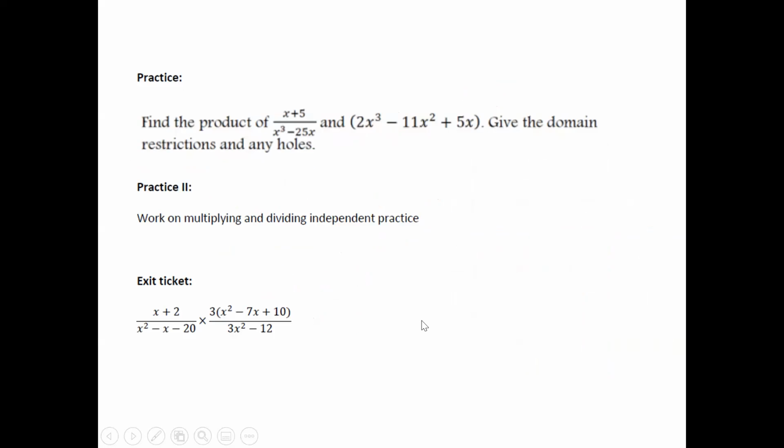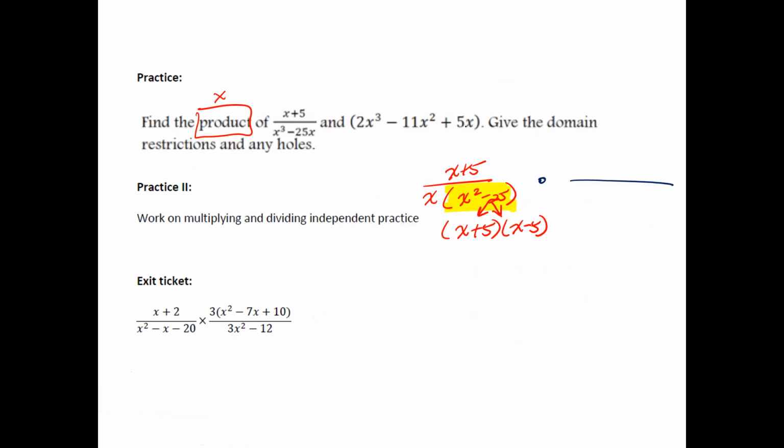Here we go. Find the product of that and that given the domain and restrictions. So the keyword is product, which means multiply. So your first fraction, you have x plus 5 over this one. You can take out an x, which will give you an x squared minus 25. And then you should notice that x squared minus 25 is one of those special cases where you can factor out to x plus 5 and x minus 5. So it kind of splits into that. Product means you multiply, and the product of this, you're going to have to go ahead and put it into 2 parentheses.